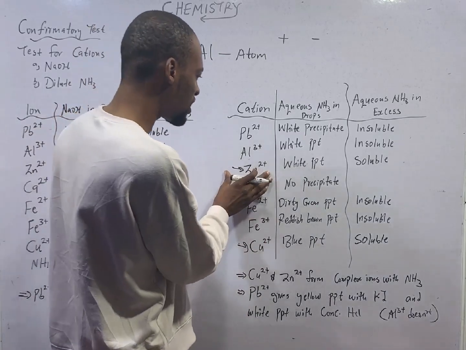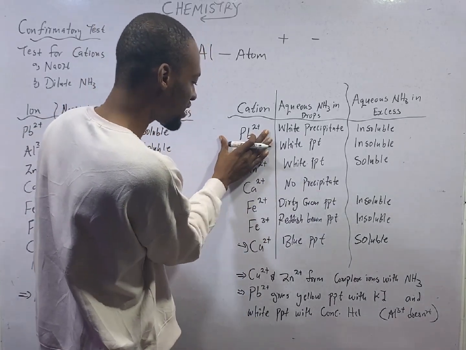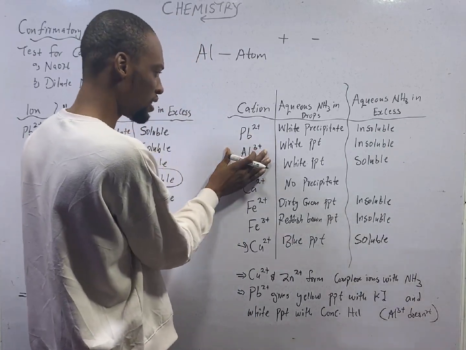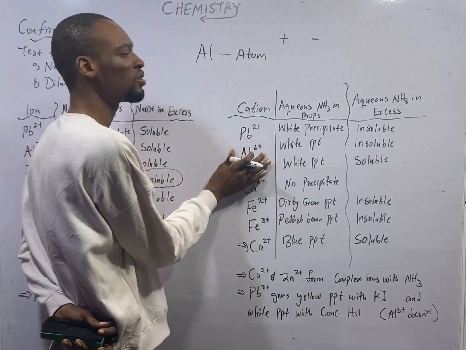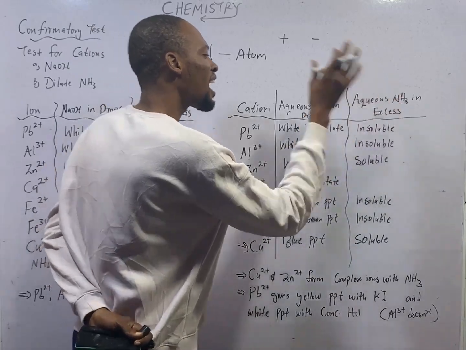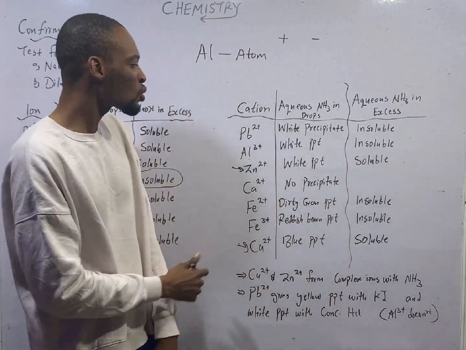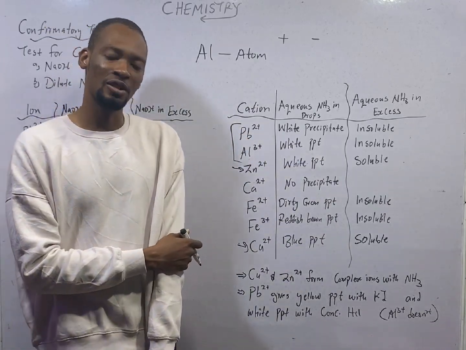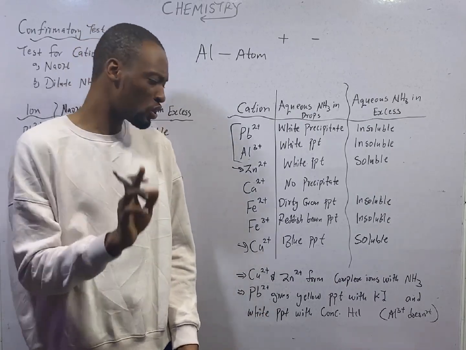Now, zinc will give us white precipitate, lead will give us white precipitate, aluminum will give us white precipitate. This lead ion and aluminum ion both give us white precipitate, and the two precipitates are insoluble in excess aqueous ammonia. So how do we distinguish between lead ion and aluminum ion? We have two ways to distinguish between them.